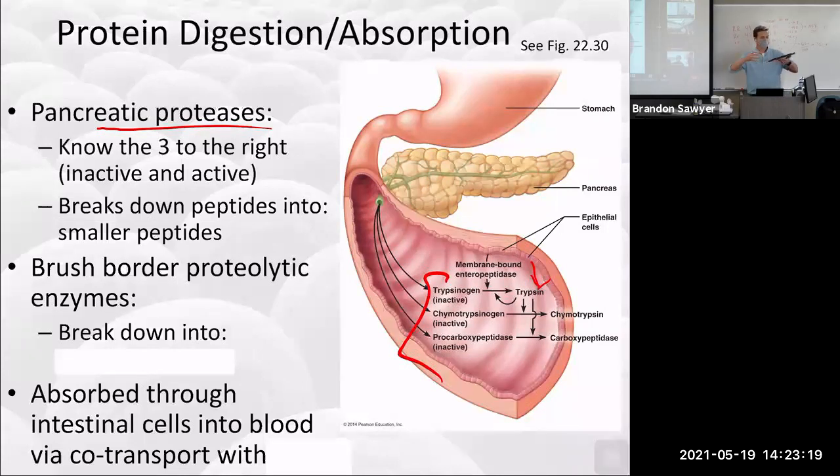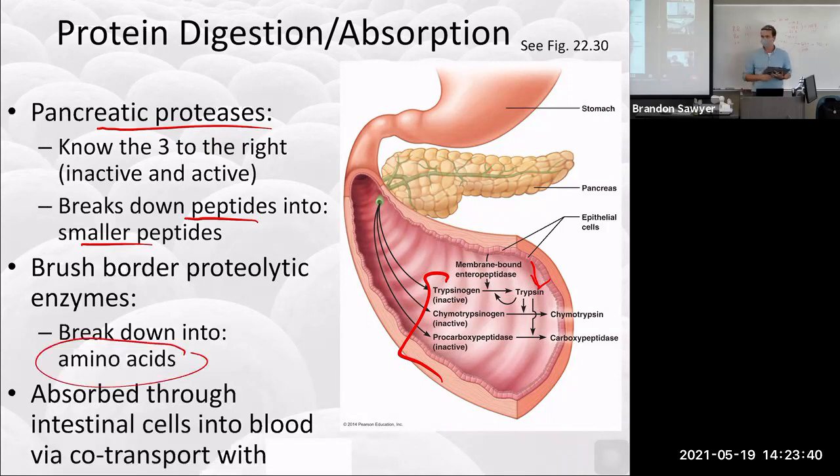At this point, those proteins are just long peptide chains, a bunch of amino acids strung together. So we're still just breaking those long peptide chains down into smaller peptides by those enzymes. But once they get small enough, they can start interacting with those brush border enzymes. And then we're finally going to break those down into individual amino acids. Again, that's the point we got to get to before we can absorb these.